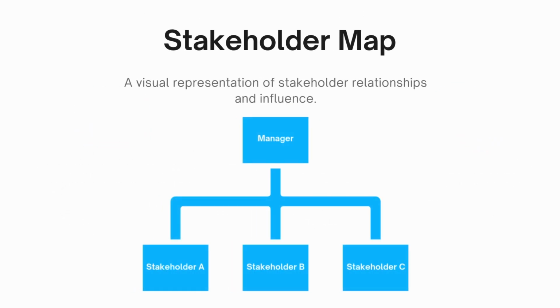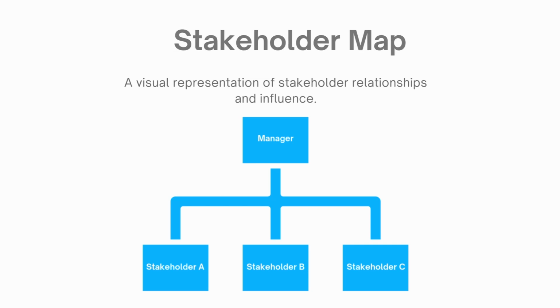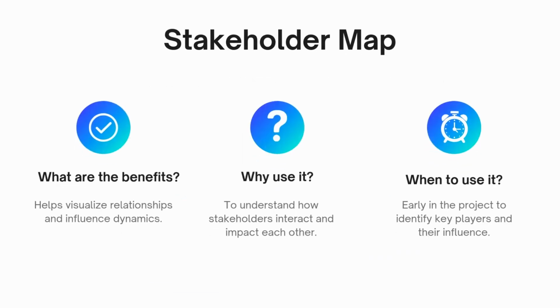The second stakeholder analysis tool that I like to use is something called a stakeholder map. And the reason why I like this tool is because it's a visual representation of your stakeholders, their relationships, as well as the influence of each other in the project. The benefits, as I mentioned before, is that it helps provide a visual representation of the dynamics in the group, and it's really good to understand which stakeholders could possibly impact each other. And when to use a stakeholder map, generally you would draw out a stakeholder map at the very beginning of a project so you can start to already identify key players or people with key influence in the project.